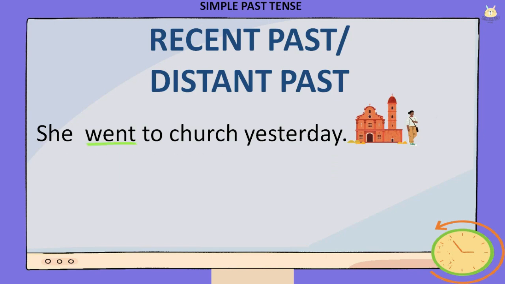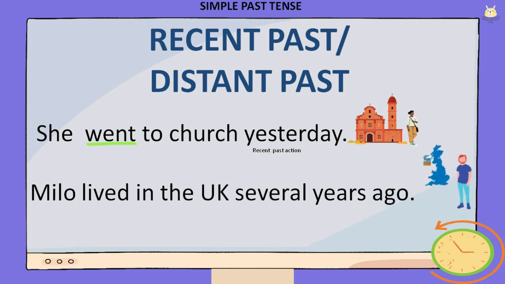She went to church yesterday. So this is an example of a recent past. Our time expression yesterday indicates a recent past action. Now we can have another one. Milo lived in the UK several years ago. So our past tense here is lived, and the time expression several years ago indicates that this happened a long time ago.